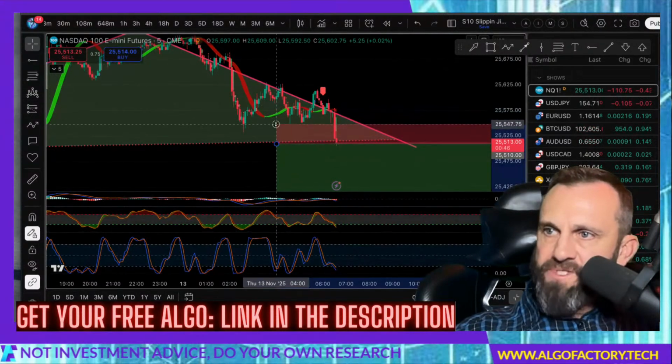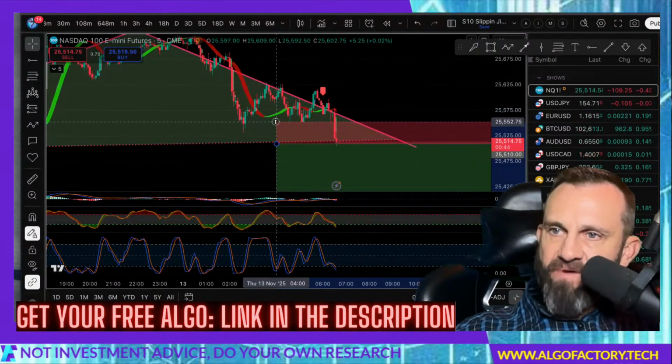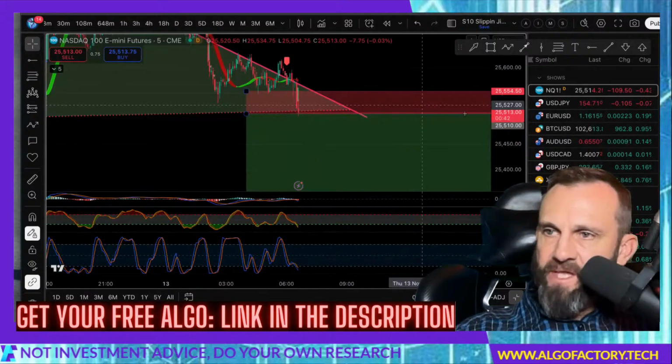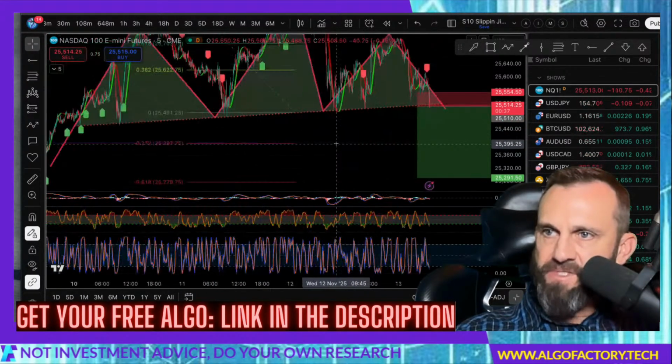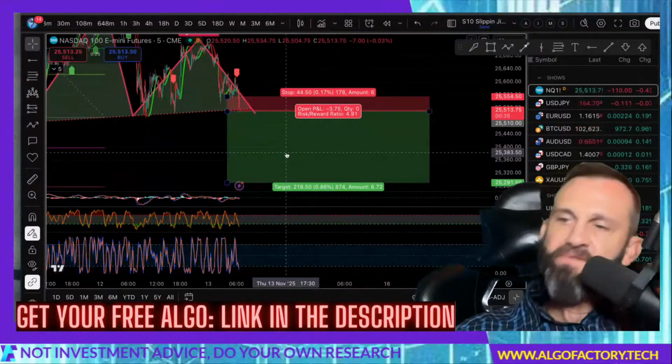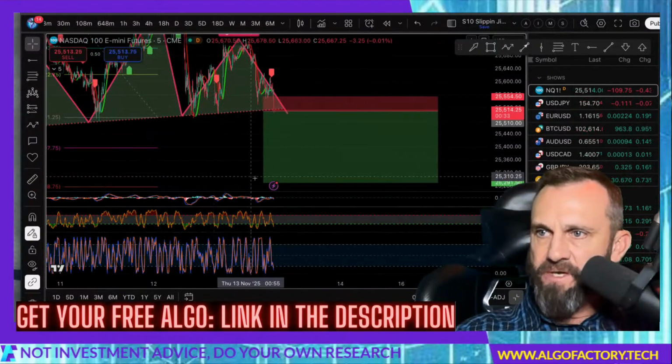If I were risky, I'd have a stop loss at like 25,500, and then I'd run that. That's a massive risk to reward. And if I lost it, I should take another one. So this is sitting at like a 6-1. That's a 5-1. Yeah, so that's a killer trade.